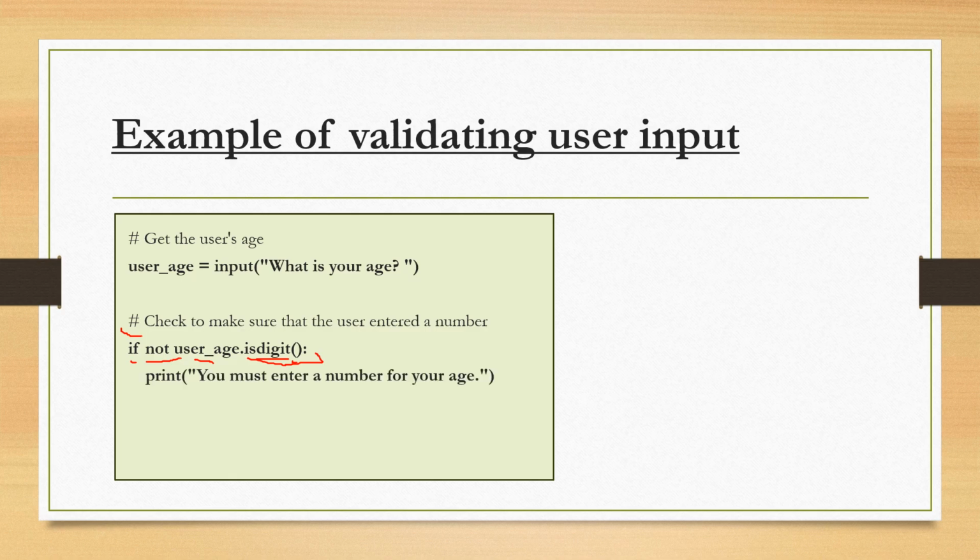If it is not a number, then it will print that you must enter a number for your age. And we can convert the user age into an integer. So we can typecast the user input. We have already seen this.